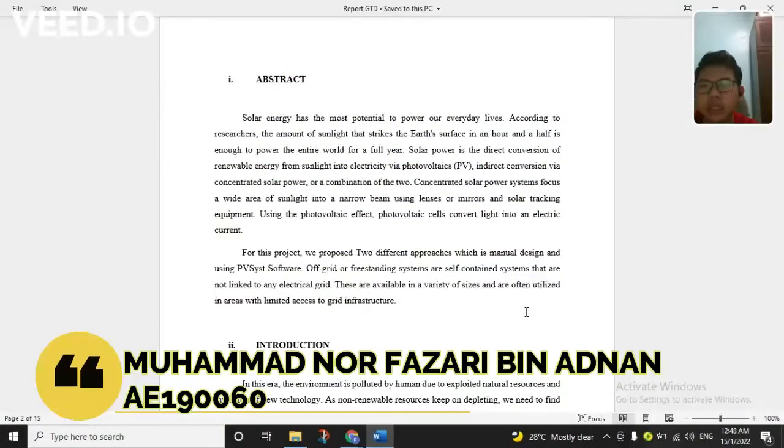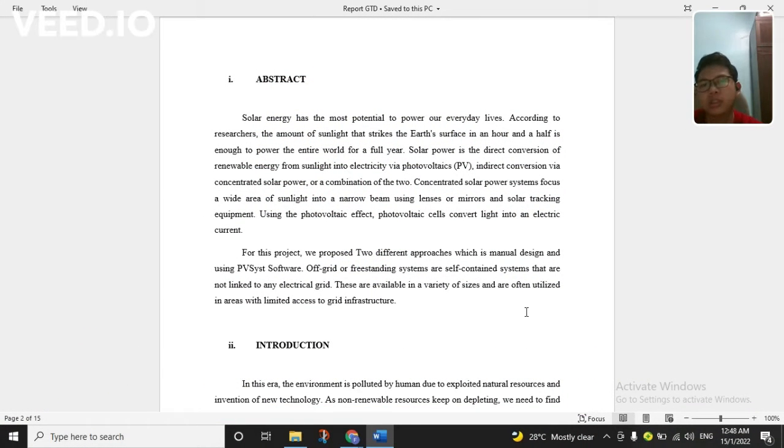So I will explain about abstract and introduction. From the abstract, solar energy has the most potential as a renewable resource that we can use in our everyday life. According to researchers, the amount of sunlight that strikes the Earth's surface in an hour and a half is enough to power the entire world for a full year. Solar power is converted from sunlight into electricity via photovoltaics, indirect conversion via concentrated solar power, or a combination of the two.